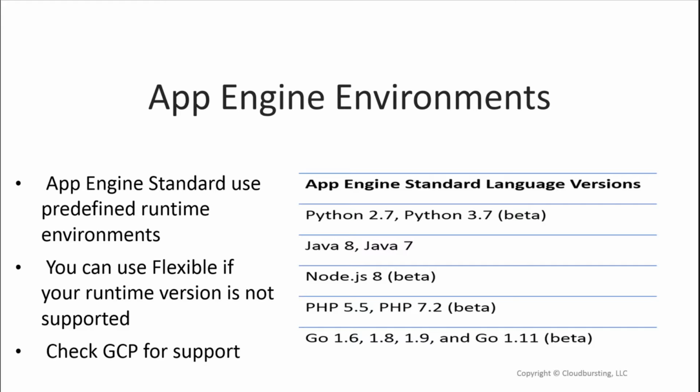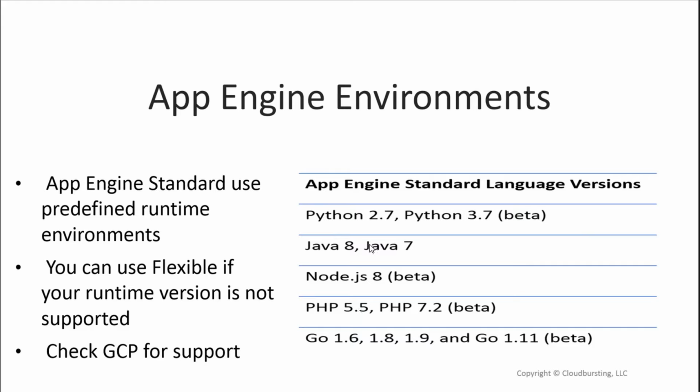Now, standard, and this is again at the time of writing, so I would encourage you to double check the App Engine web pages to validate what's supported when you're viewing this. At the time of writing, here were the runtime environments supported by standard. If you want to use Python 2.7 or 3.7, you're good. But if you want to use a newer or older version of Python, you need to consider going to the flexible environment. Same thing with Java, Node.js, PHP, and Go.